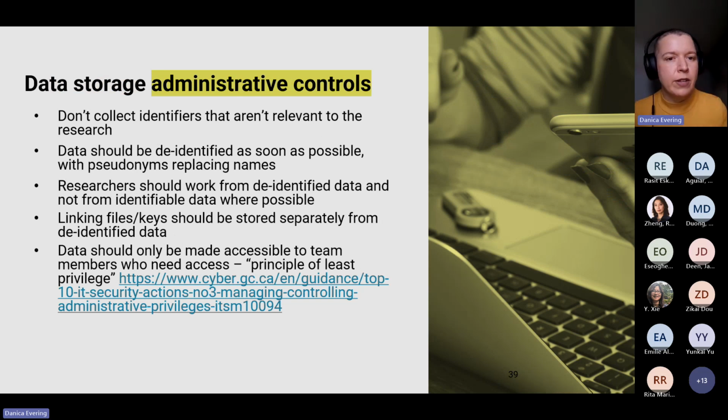There are also important administrative controls to consider when working with sensitive human participant data. Don't collect identifiers that aren't relevant to your research. It's important to de-identify information as soon as possible and work from the de-identified data, not from the identifiable data, where possible. Like I mentioned, store linking files separately, and then this principle of least privilege. So this is an important consideration for security. I've included a link there that you can click. But it's really that data should only be made accessible to team members who need access. So if they don't need access, you need to remove them from that.